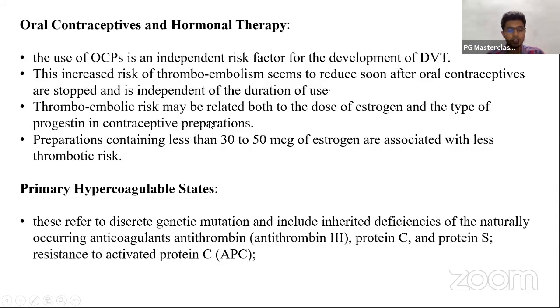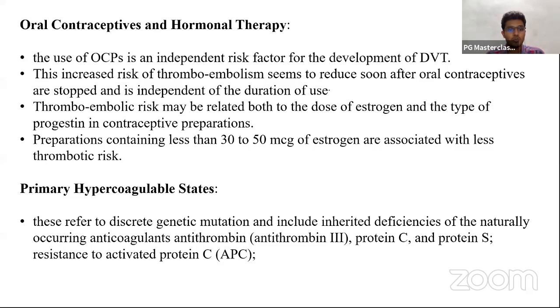Currently, third generation or class 3 progestogens carry a higher risk for development of deep vein thrombosis. Preparations containing less than 30 to 50 micrograms of estrogen are associated with less thrombotic risk, but development of deep vein thrombosis in the future will still be seen.